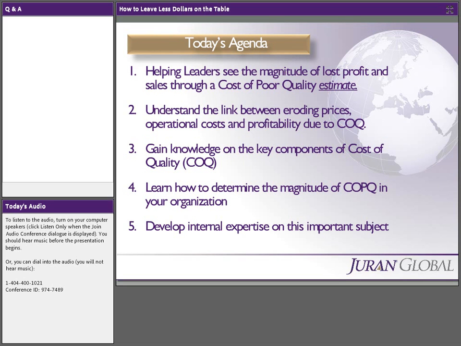Understand the link between prices, costs, and profitability because of the cost of quality. Cost of quality is bigger than cost of poor quality. Cost of quality are the costs we need to spend and those costs of poor quality that happen to come along for the ride. We want to gain knowledge of some of the ways we categorize cost of poor quality and cost of quality and learn how to determine the magnitude and then drive improvement from that. We also want to mention internal expertise that just like creating black belts or green belts or lean senseis, you want to have people who are knowledgeable about cost of poor quality.